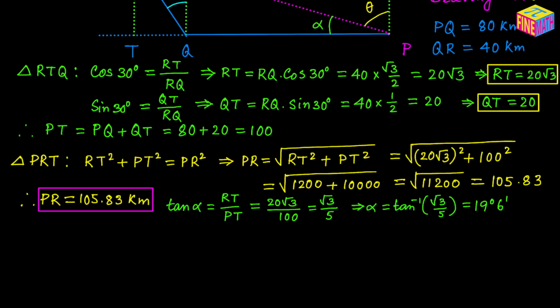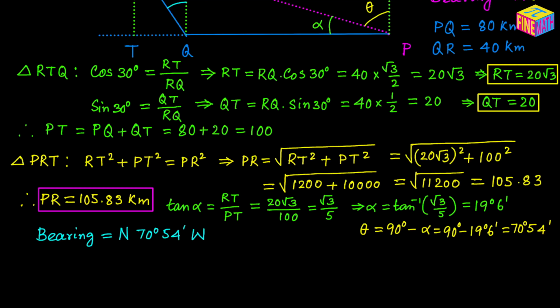So what will be the value of theta then? Well, theta will be 90 degree minus alpha, and that turns out to be 70 degree and 54 minutes. So the bearing of the ship at 1 o'clock is actually north 70 degree 54 minute west. And that is our answer.